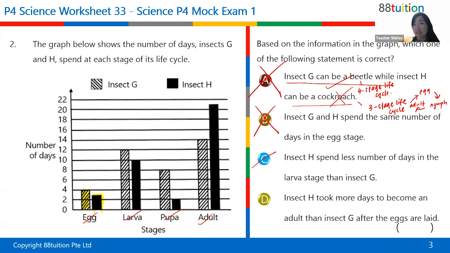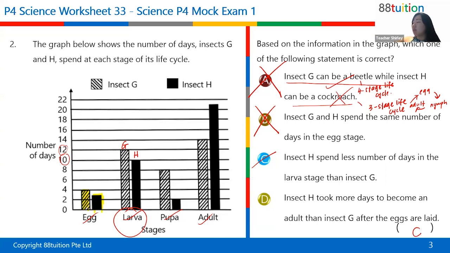Okay, so Catherine says that the option is C. Insect H spends less days in the larva stage than G. Now, that's correct, because if you look at the larva stage here, insect H only spent 10 days as a larva, but insect G spent 12 days as a larva. So in this case, statement C is correct. Very good. Well done, Catherine.